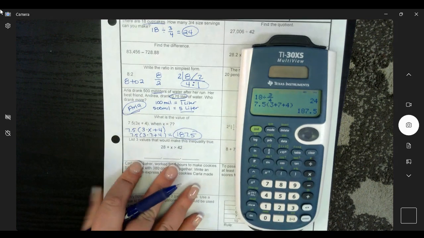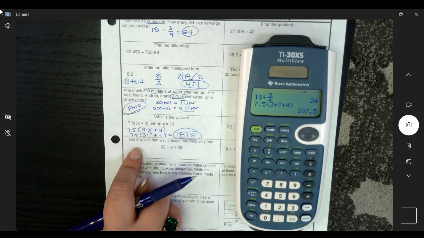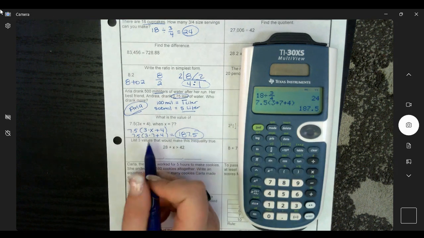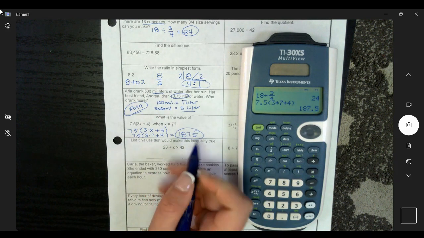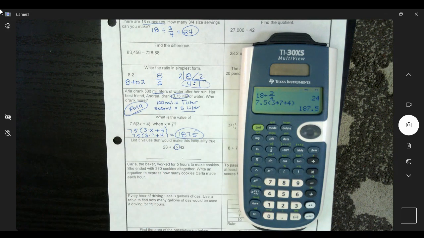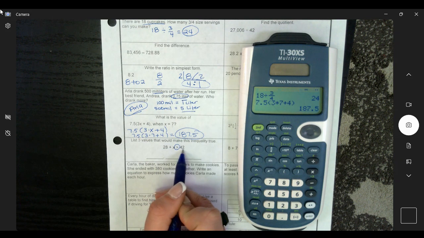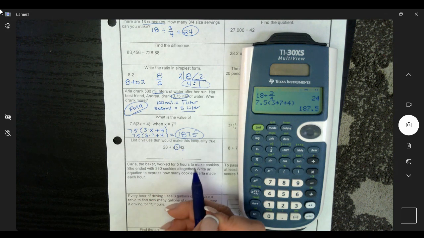All right, the sixth one is the one I told you to put a star by because we haven't done these in class, but you probably really could, if you stop to think about it, figure this out. The one thing is, it says list 3 values that would make this inequality true. This symbol right here, you have to know what that symbol means, and that symbol means greater than. So we need to add something to 28 that's going to make it greater than 42.